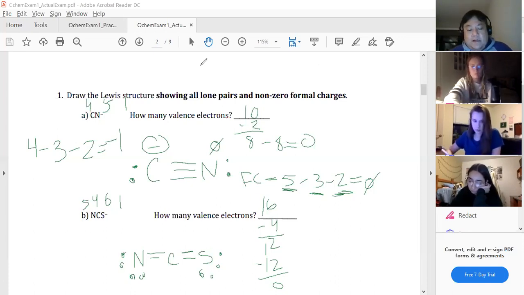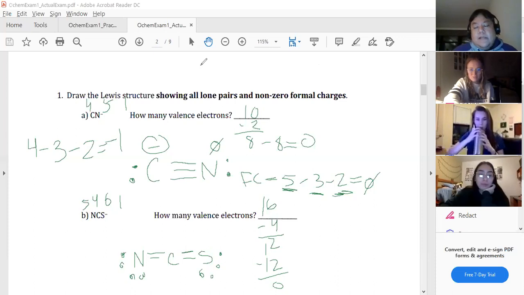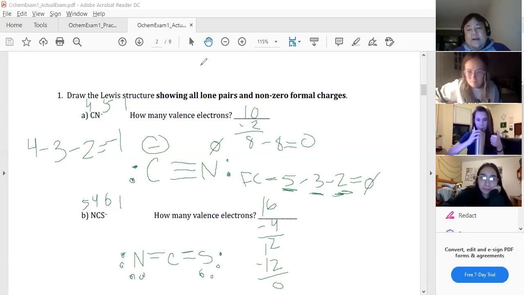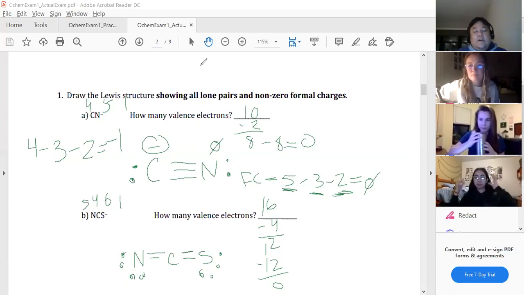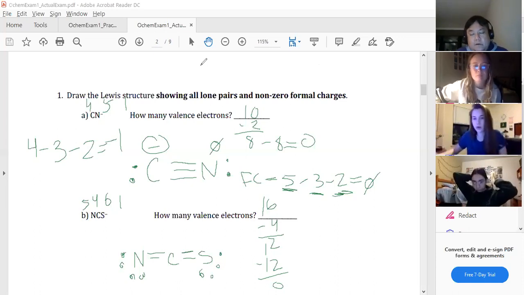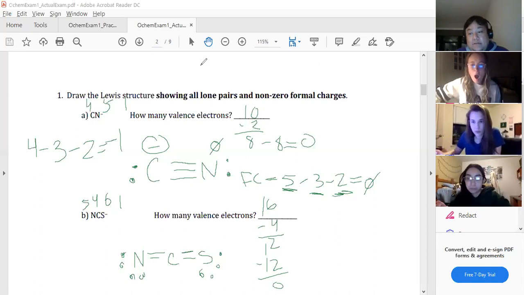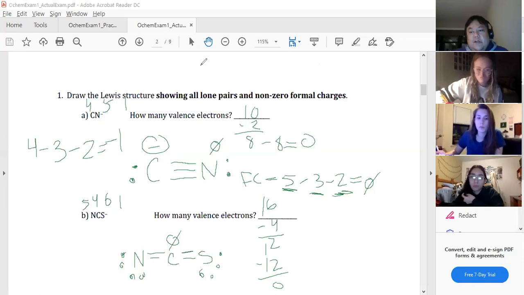Does each atom have a full octet now? Yay or nay? The answer should be yes. Every atom has a full octet right now. So now, how many bonds does carbon have? 4. I know carbon wants to have 4 bonds. So if it has 4 bonds, I should know, commit this to memory, it should be a 0 charge.